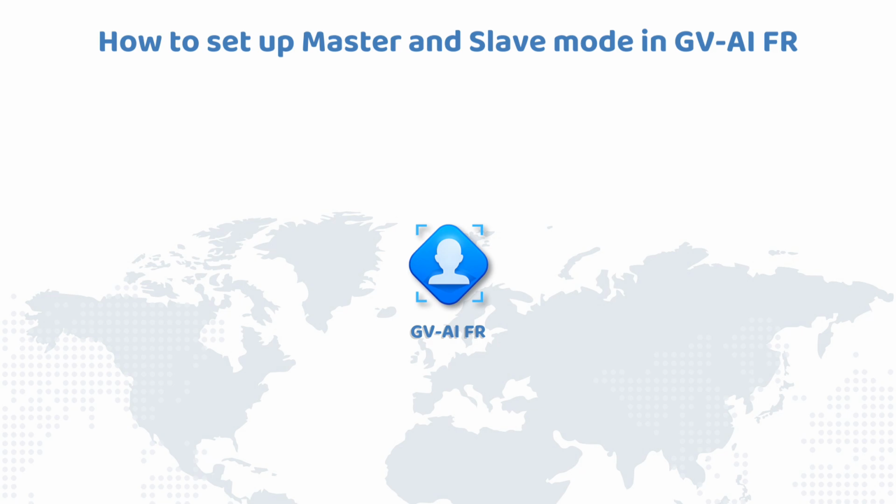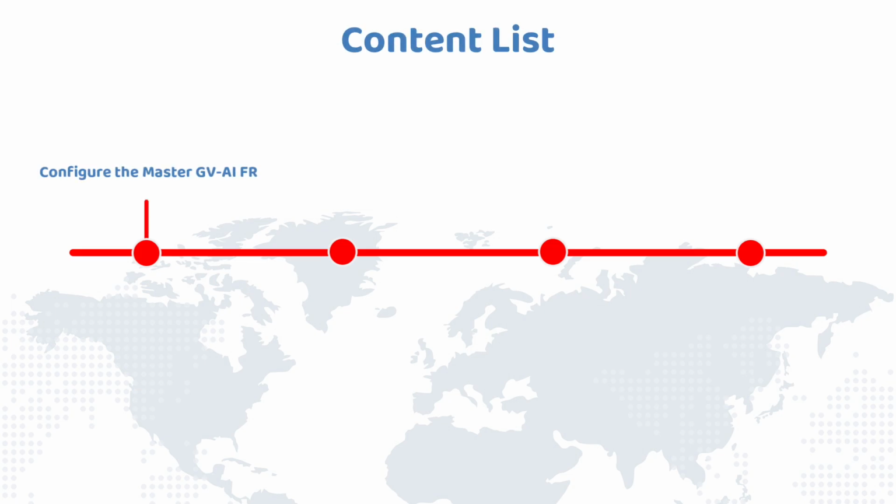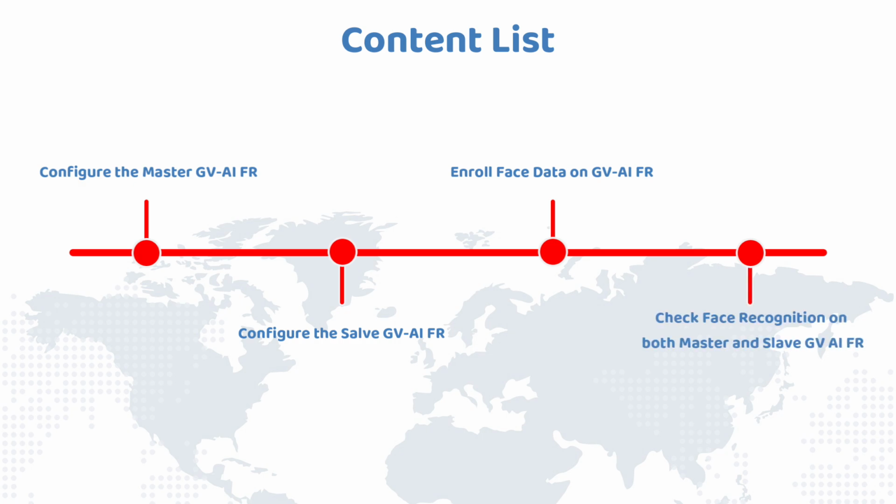Today we are going to set up and check the master-slave function on GVAIFR. So let's get started. Configure the master GVAIFR. Configure the slave GVAIFR. Enroll face data on GVAIFR. Check face recognition on both master and slave GVAIFR.